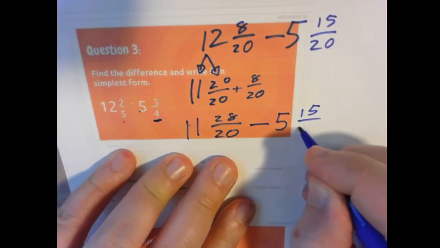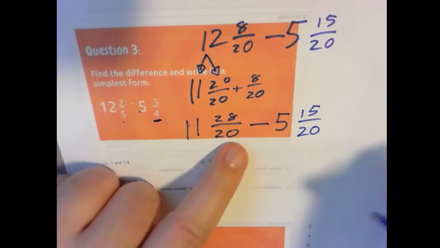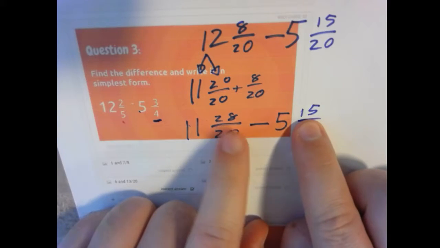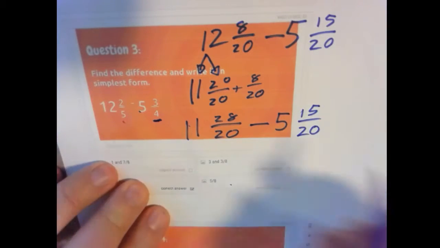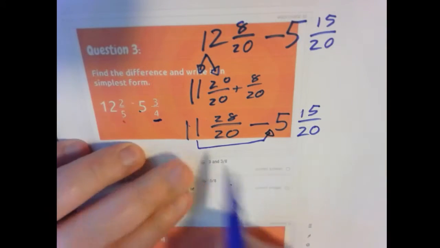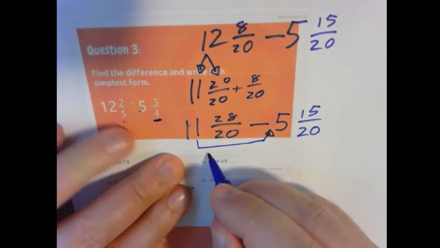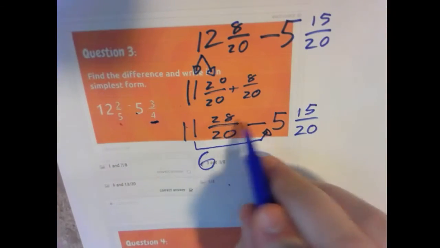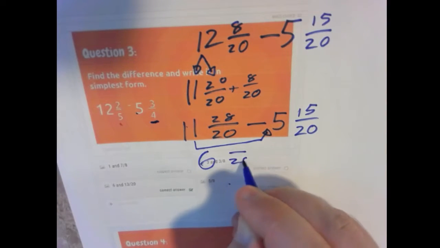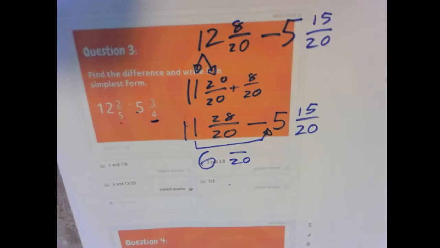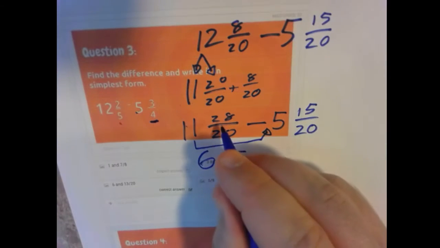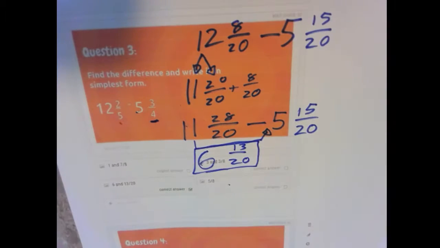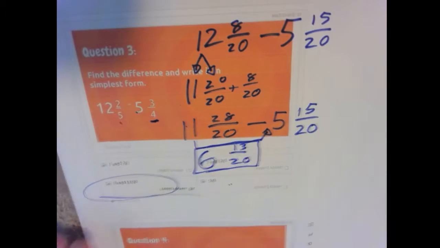Now we've reached the criteria where the fractions are like in that they have the same denominator. And the thing that we're taking away, 15, is smaller than 28, so we're not going to go negative, so that's good. So now we just take 11 minus 5 would be 6 hot pizzas left after we take these away. And then what is 28 minus 15? It's going to be over 20. It's going to give us 13, right? 28 minus 15 is 13. That would be the final answer, 6 and 13 over 20.